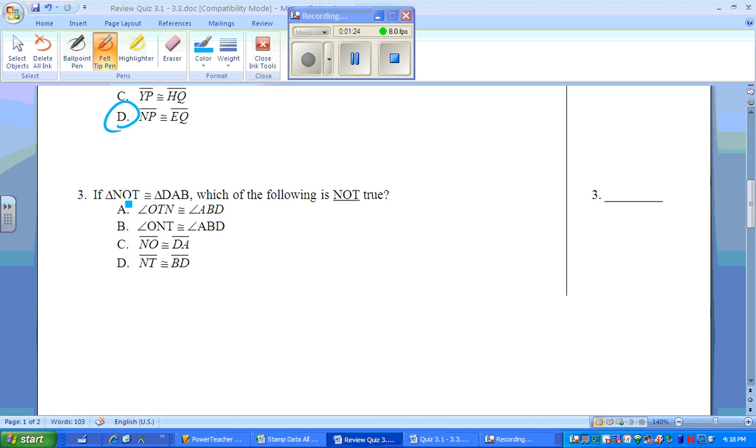Last but not least, if triangle NOT is congruent to triangle DAB, which of the following is not true? Well, I would draw myself two triangles. I got NOT being congruent to triangle DAB. Let's go through the answers. First one you find that's not true is the correct one. We got OTN, so angle T has to be congruent to angle B. T is congruent to B. Second one, angle N is congruent to B. N is not congruent to B. So there is the one.